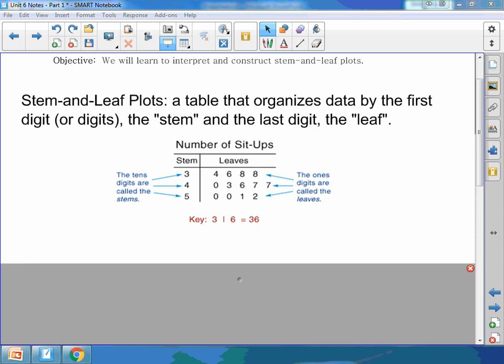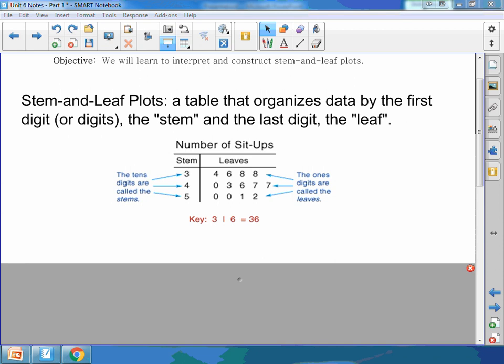Now, the leaves are characterized by the last digit in the number. So if it's a 2-digit number, then the leaf would be the number to the right in the ones place. If it's a 2-digit number, then the stem would be the tens place. If it is a 3-digit number, your leaf is still the ones digit, but now your stem would be the tens and the hundreds place.